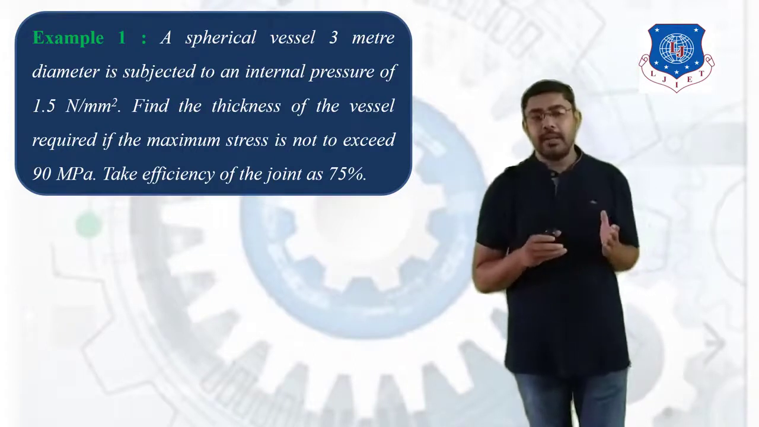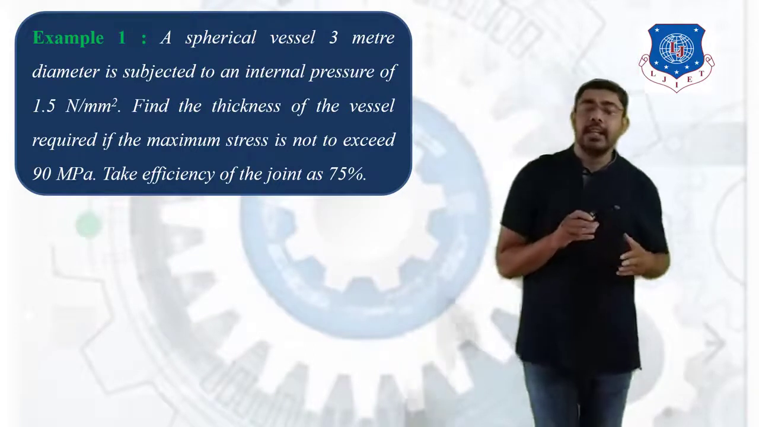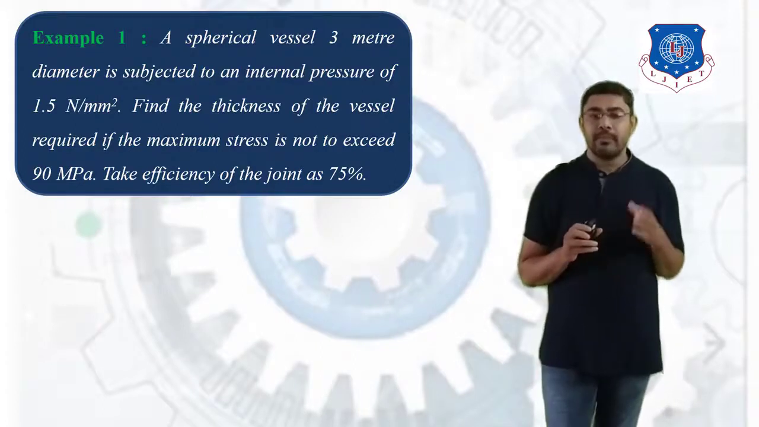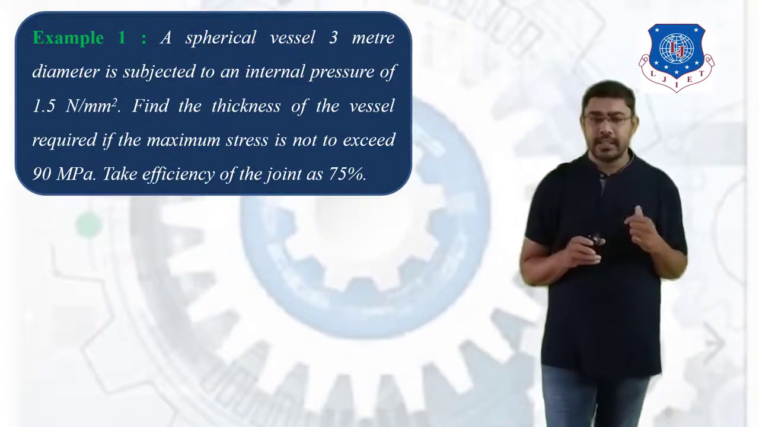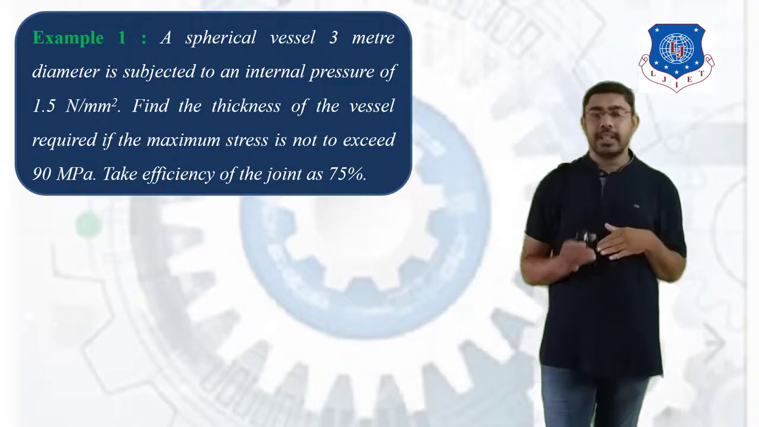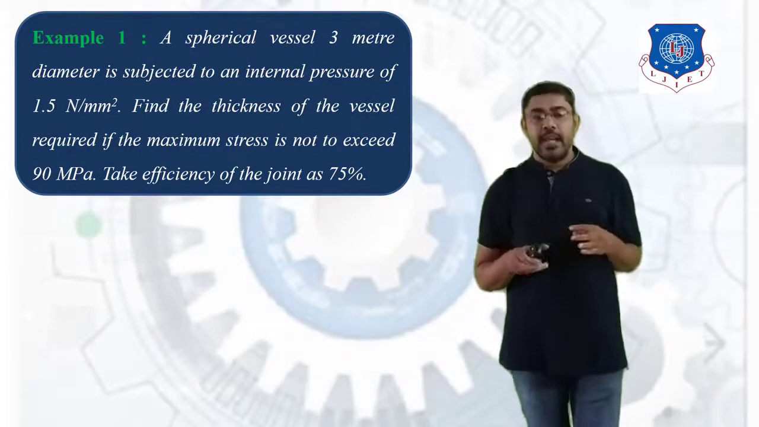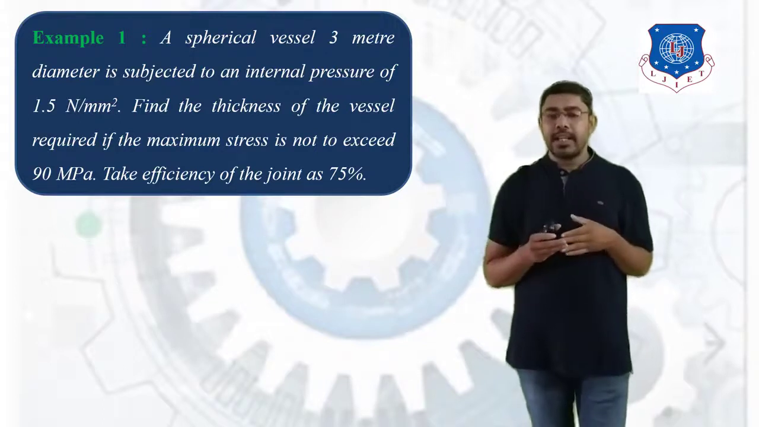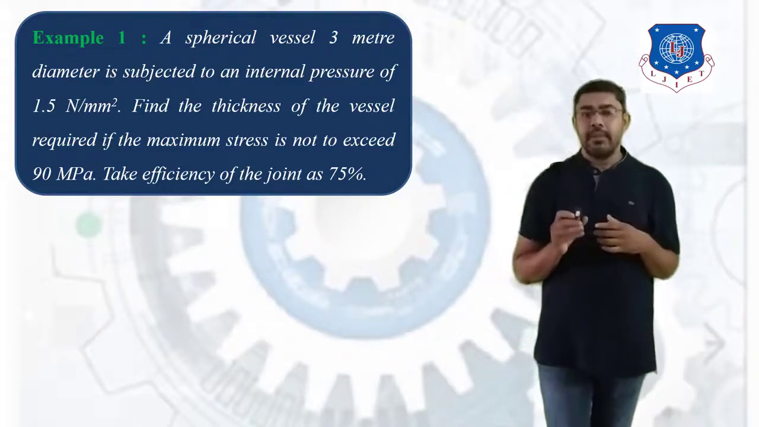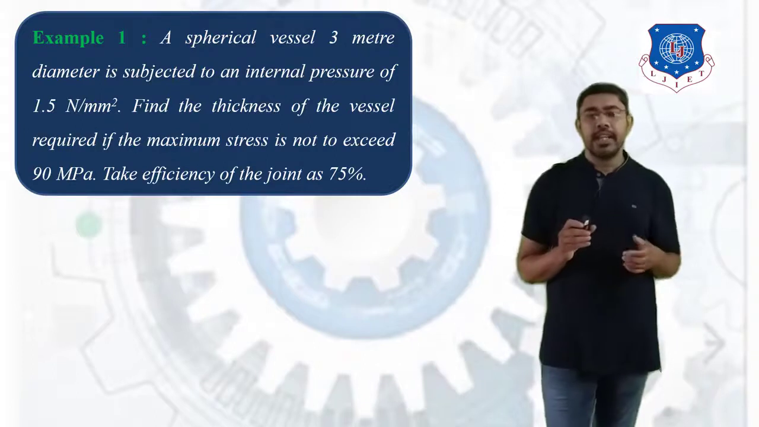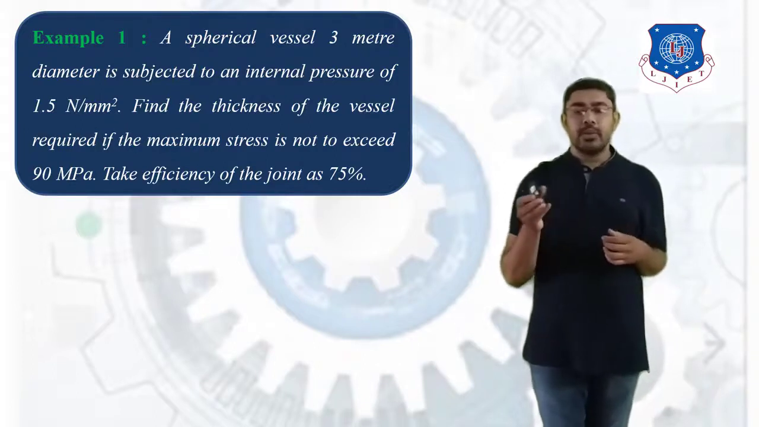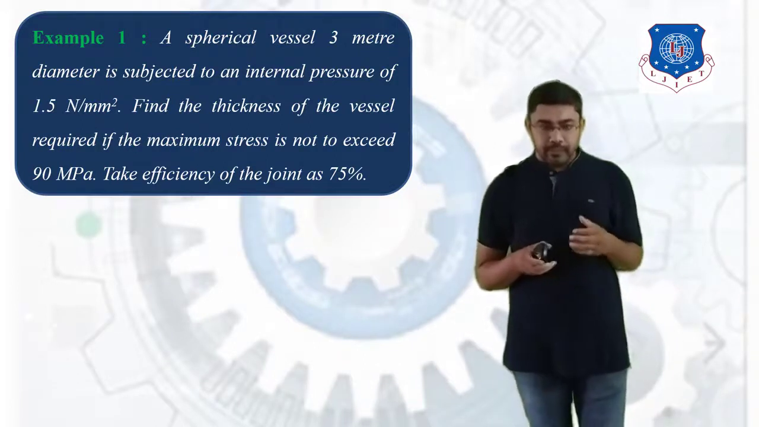Here the maximum stress is not to exceed 90 megapascal means what? It is the given permissible stress. And we know the permissible stress, that is sigma T is equal to 90 megapascals. And also take the efficiency of joint as 75%. So here efficiency eta is given. So eta is equal to 75%.